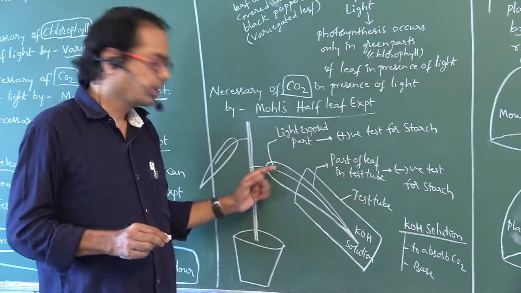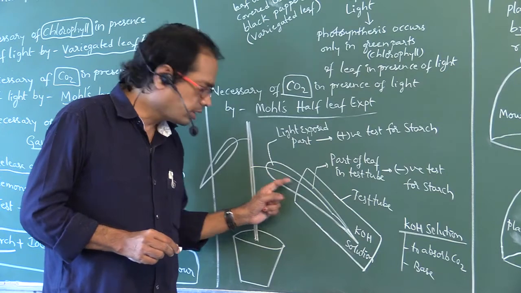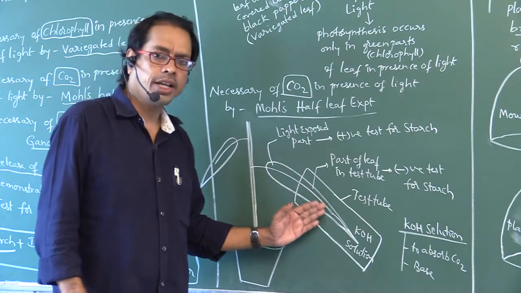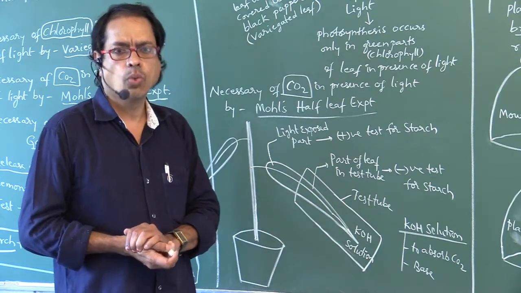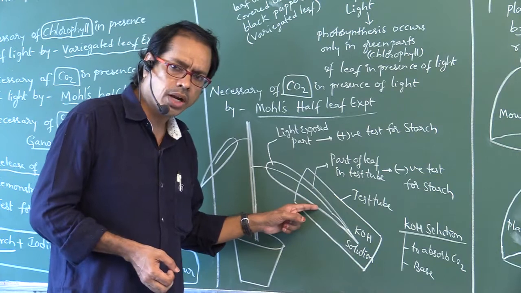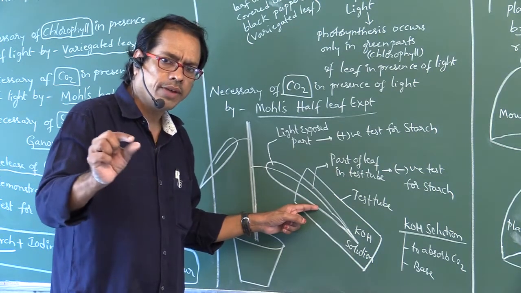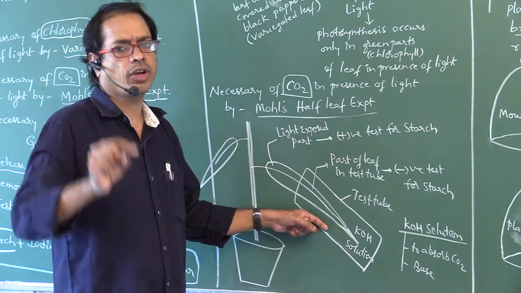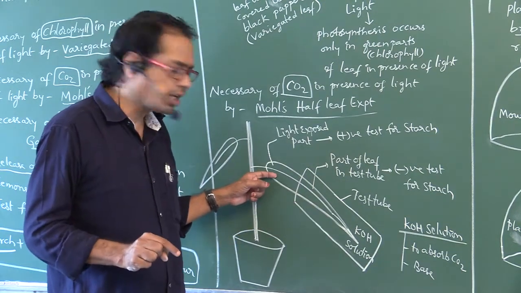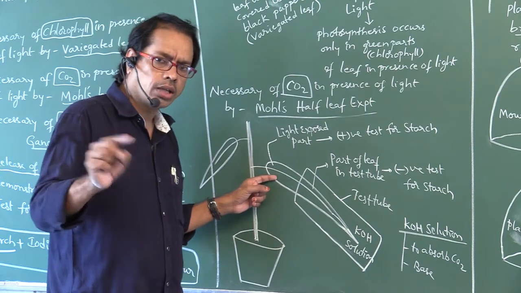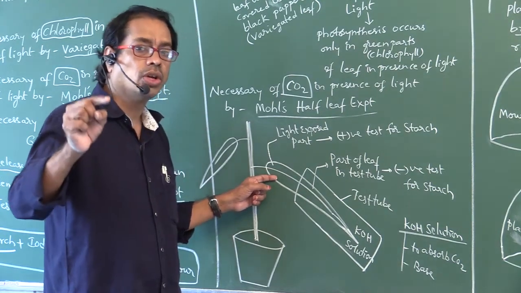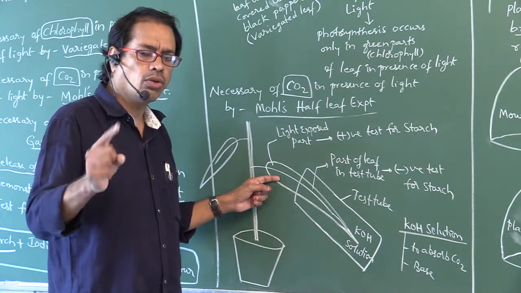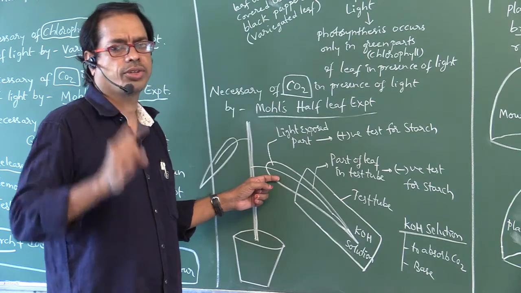This is the exposed part of the leaf, and this is the part of the leaf which is in the test tube. It is kept in sunlight. What happens is that the terminal part of the leaf immersed in the test tube will give a negative test for iodine, whereas the lower part of the leaf, the part exposed to sunlight, will give a positive test for starch.